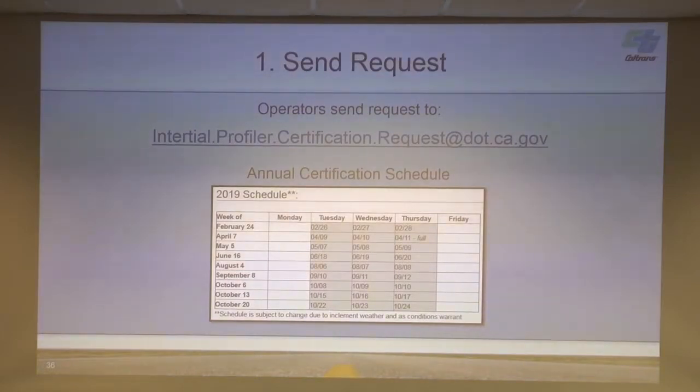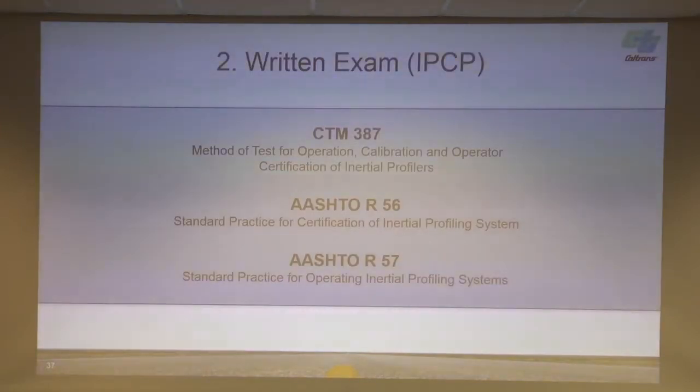For inertial profiler operators, Caltrans or contractors, if they want to sign up for this, they can go to this website, find the schedule, and request that they be signed up for the certification. Once they're accepted into the class, they'll be tested on CT 387 and some AASHTO test methods, R56 and R57. R56 is the standard practice for certification of the inertial profiling system. That's the test that certifies the profiler. R57 certifies the operator of the profiler. So that certification program certifies the inertial profiler operators and the equipment.